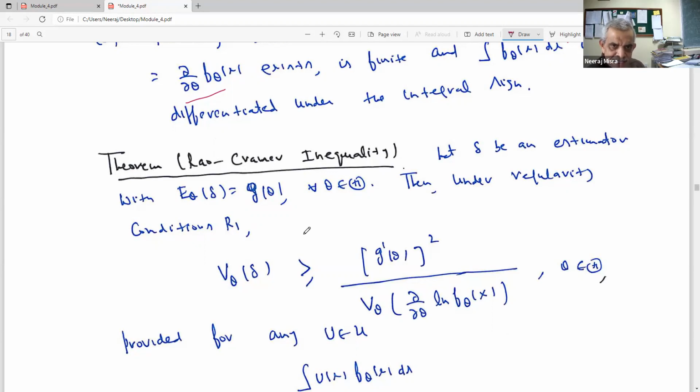And I prefer to call it a Rao-Cramer inequality. So let delta be an unbiased estimator. Let delta be an estimator with expected value of delta as g theta. Then under regularity conditions R1, which we know are satisfied for exponential families of distributions, variance of delta would be greater than or equal to g prime theta whole square divided by variance of del by del theta of log of f theta x.